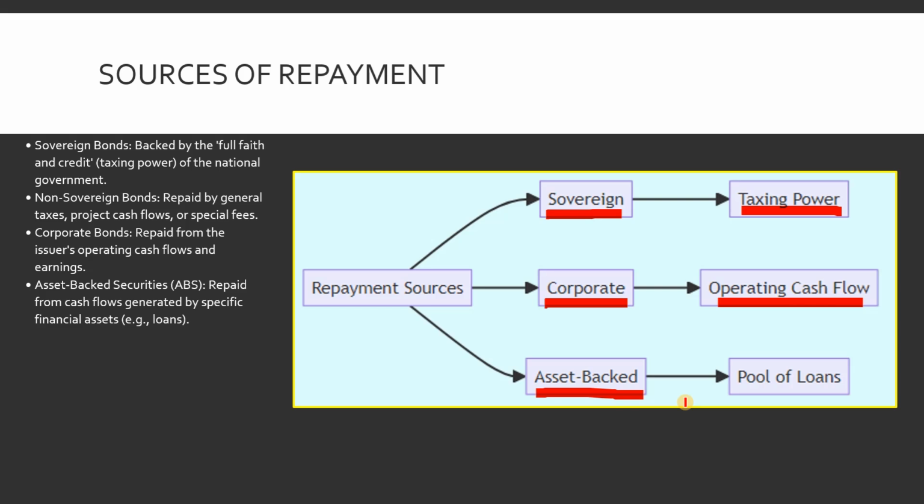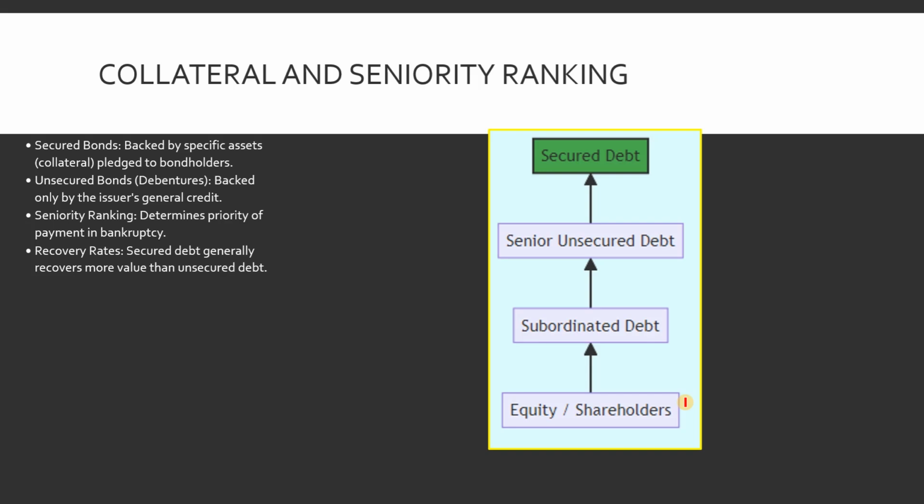Now let's talk about collateral and seniority ranking. What happens if the issuer runs out of money? This is where collateral and seniority matter. Secured bonds have a claim on specific assets like a factory or equipment. If the company fails, you can sell those assets and get paid. Unsecured bonds, often called debentures, rely only on the company's general promise to pay.